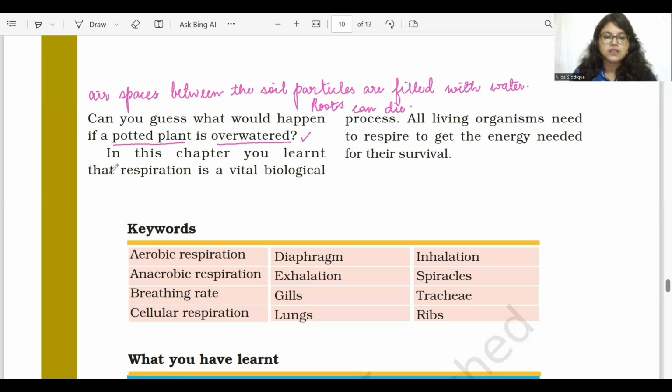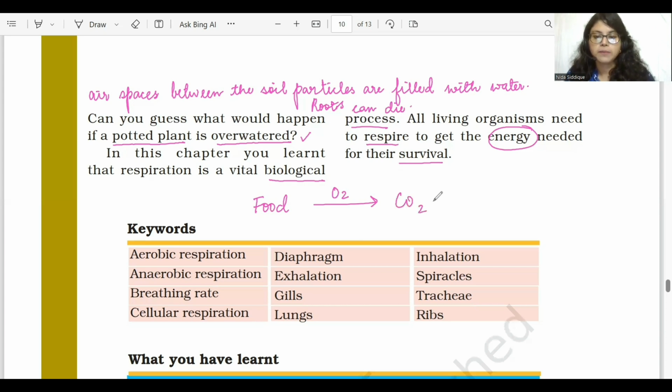So in this chapter, you learned that respiration is a very vital, very important biological process. All living organisms need to respire in order to produce energy, which is needed for their survival. Okay, so all living organisms perform respiration. And remember, respiration is not just taking in oxygen and giving out carbon dioxide. In the respiration process, what is happening? Food is broken down, usually in the presence of oxygen, to produce carbon dioxide, water, and most importantly, to produce energy. And this energy helps us to do various kinds of work.